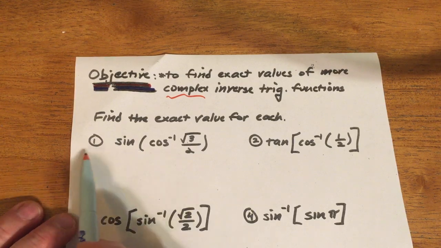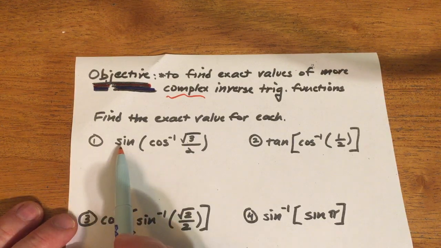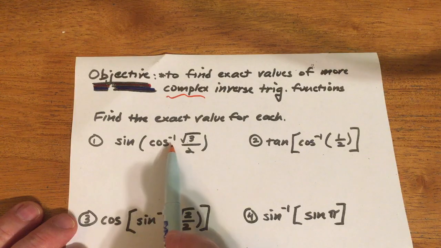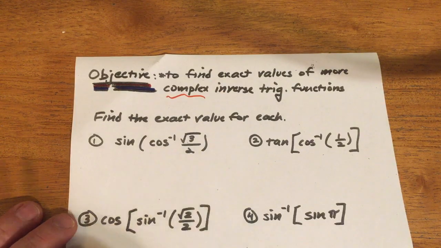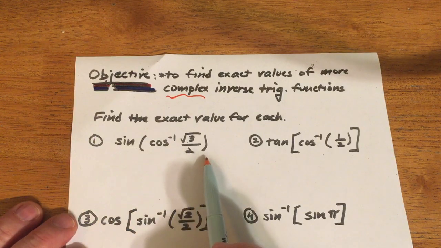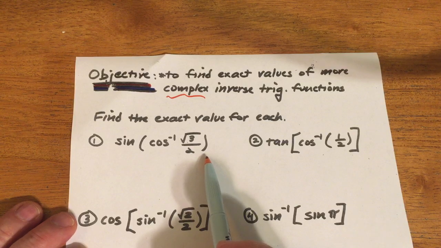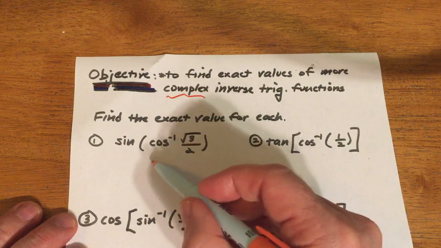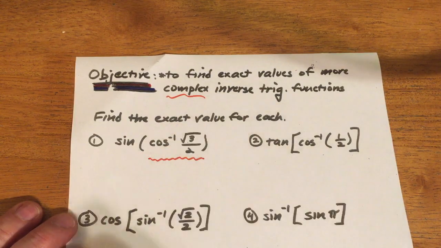Let's begin with problem number 1. We want to get the sine of the inverse cosine of square root of 3 over 2. What do the rules of math tell us to do first in something like this? Think about it. Well, you probably remember, do what's inside parentheses first. And that's how we're going to start each one of these problems. It's going to keep everything simple. So we're going to go ahead and do this part right here first.